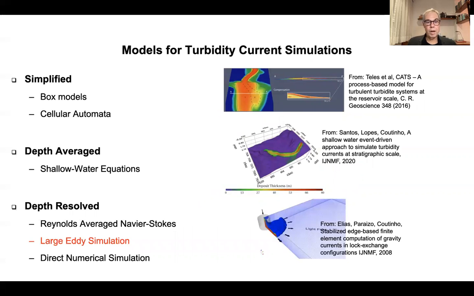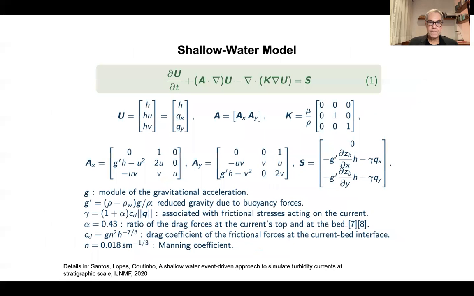Well, models for turbidity current simulations range basically over 3 types. Simplified models, depth averaged, based on the shallow water equations, and depth resolved, where we can range from direct numerical simulation of Navier-Stokes, or the standard Reynolds averaged Navier-Stokes, to what we do, which is large eddy simulation. On the right, you see that I will focus my presentation today on the shallow water equations and the LES depth resolved simulations of turbidity currents.